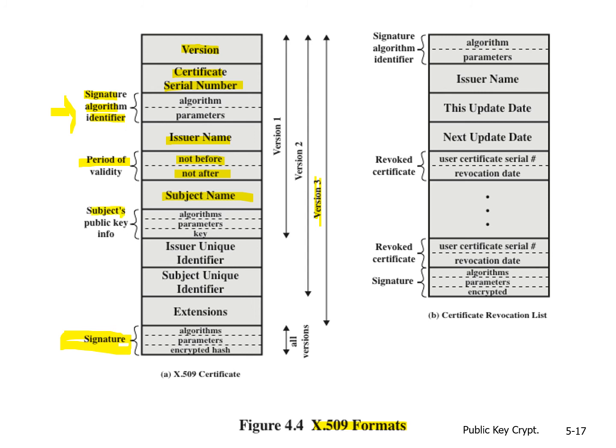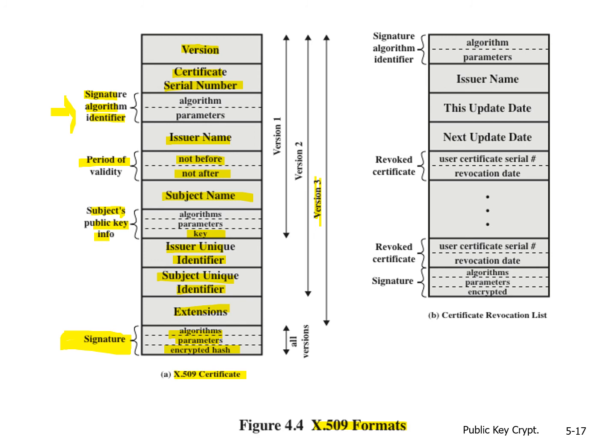And the subject's public key information. And the issuer unique identifier, the third party's unique identifier. The subject unique identifier, the certificate owner's unique identifier. And the extension, and finally, the signature part.